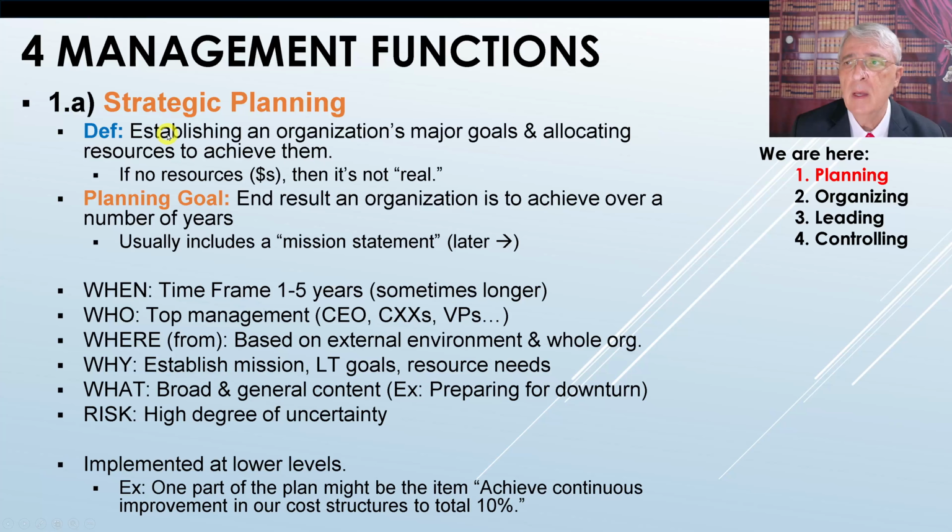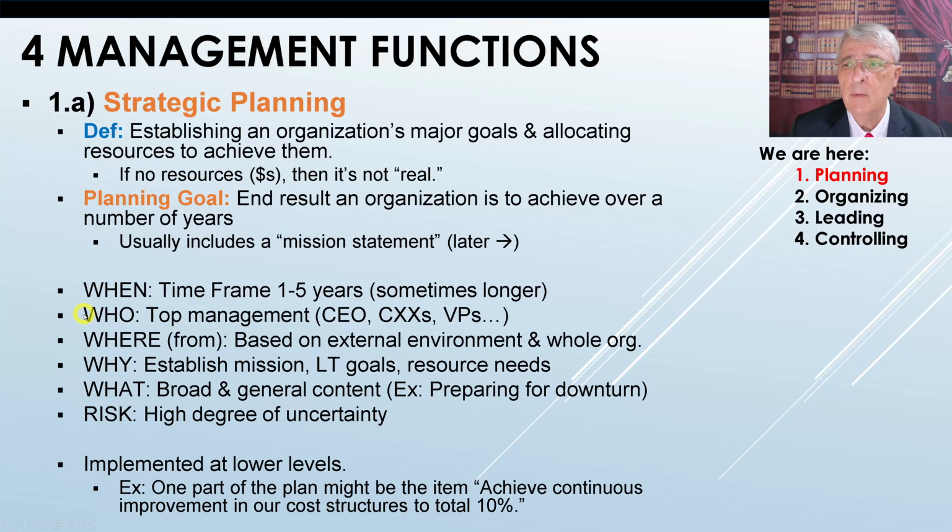Strategic planning. The formal definition is establishing an organization's major goals and allocating resources to achieve them. If you're a manager and you're going to take over a project, the first thing you do is look at the plan and see if there's a budget item behind it, because if there's no dollars there, it's not real. Planning goal: the end result an organization is to achieve over a number of years. There's usually a mission statement, which we'll talk about later. The time frame on these is 1 to 5 years, sometimes longer. Japanese companies will go 100 years.